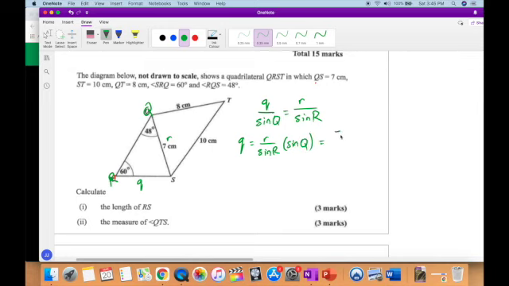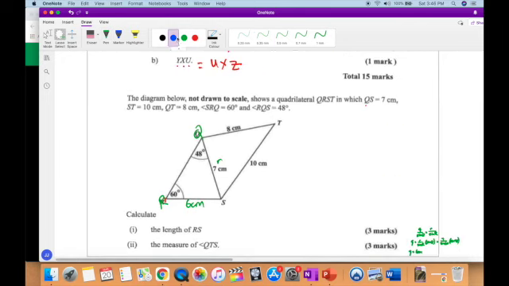Which is r, which is 7, all over the sine of 60, multiplied by the sine of 48. So q is equal to 7 divided by sine 60 multiplied by the sine of 48. Did you all get around 6 centimeters? Nice.